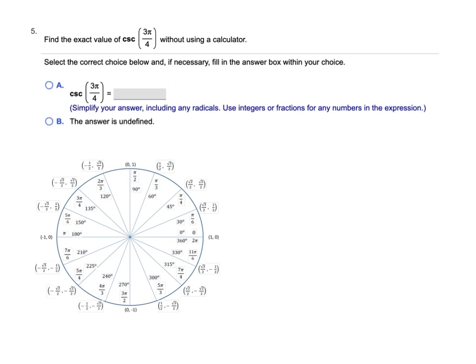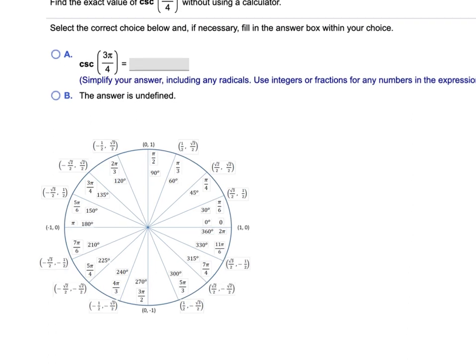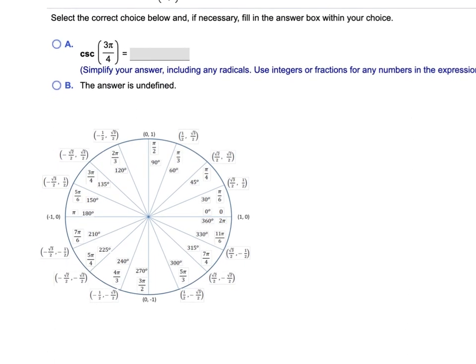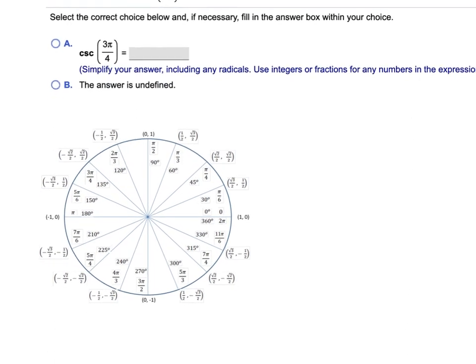Okay, for this one, they're asking for the cosecant of 3 pi over 4. Now, with our unit circle, we can look at it and tell sine and cosine. Whenever they're asking for cosecant or secant or cotangent, what we want to first do is find the reciprocal that we can find easily, and then we can flip it. You just flip the answer. So in this case, for cosecant of 3 pi over 4, cosecant and sine are reciprocals.